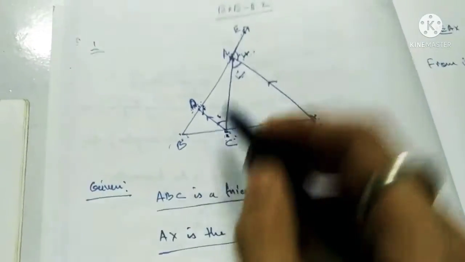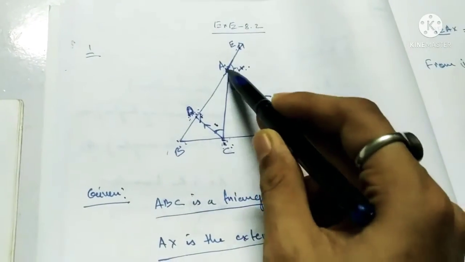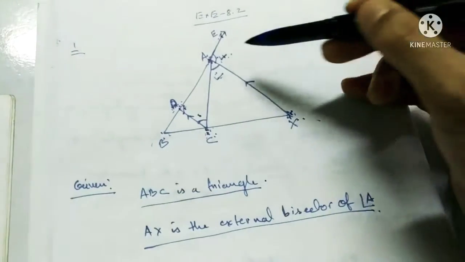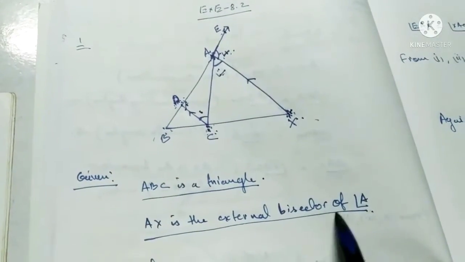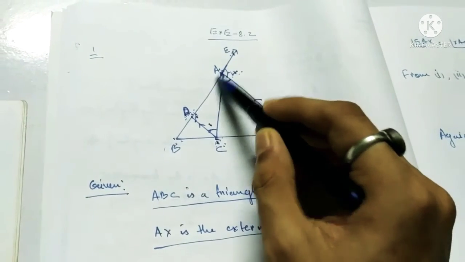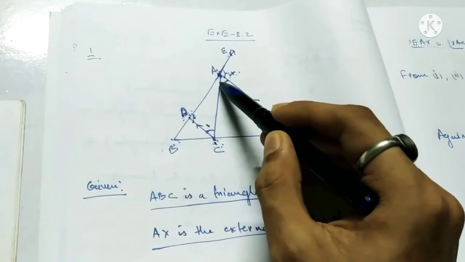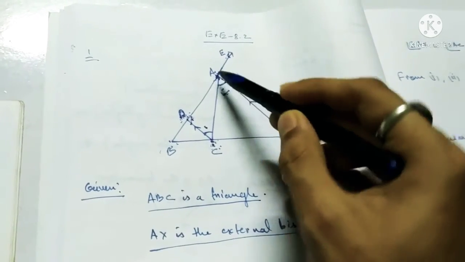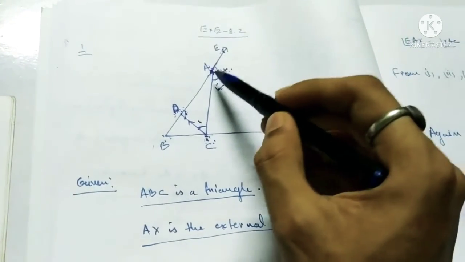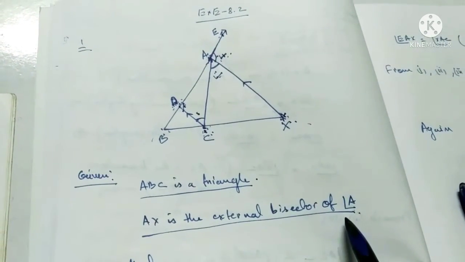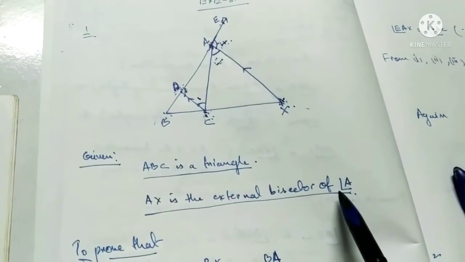Now, given ABC is a triangle. AX is the external bisector of angle A. In triangle ABC, angle A is this one, and the external angle A will be this whole angle. And AX is the external bisector of angle A.